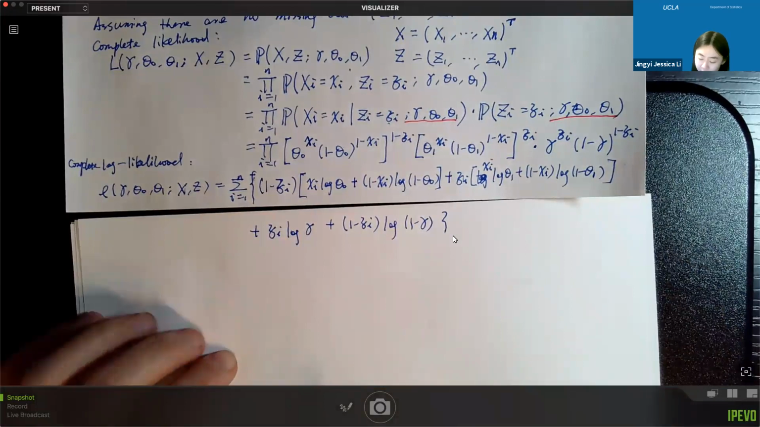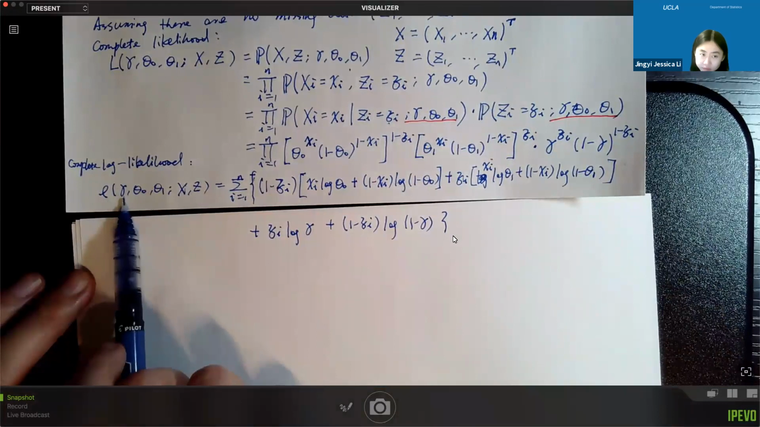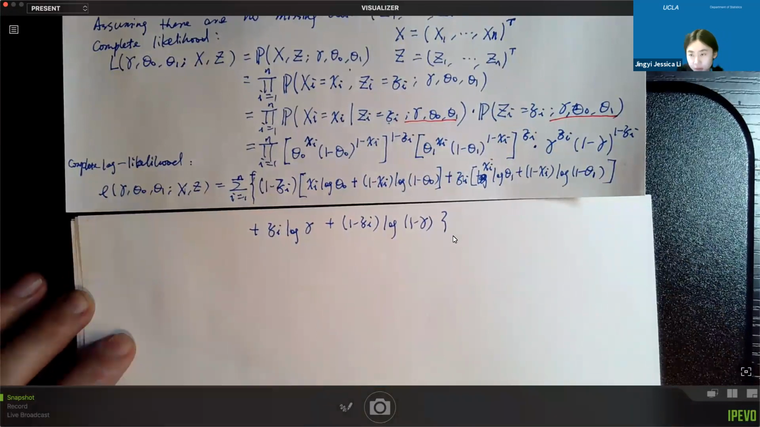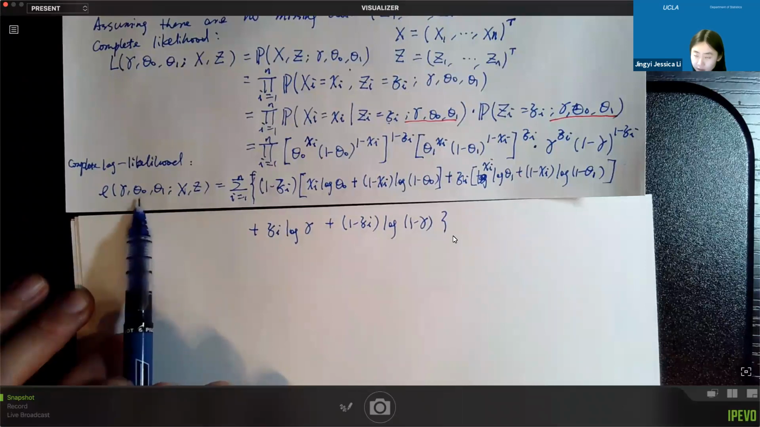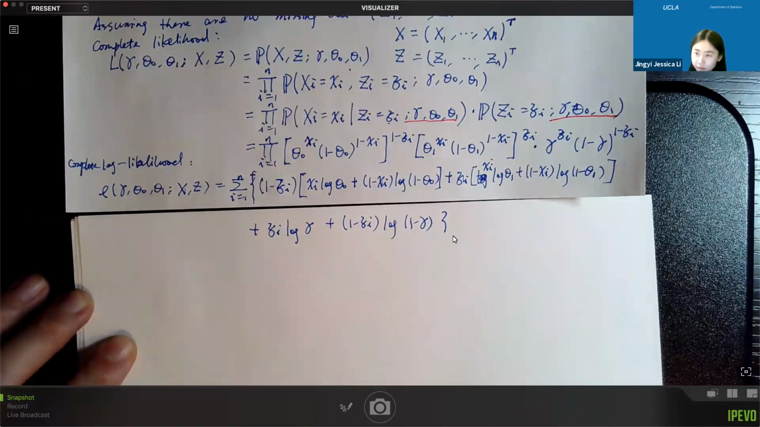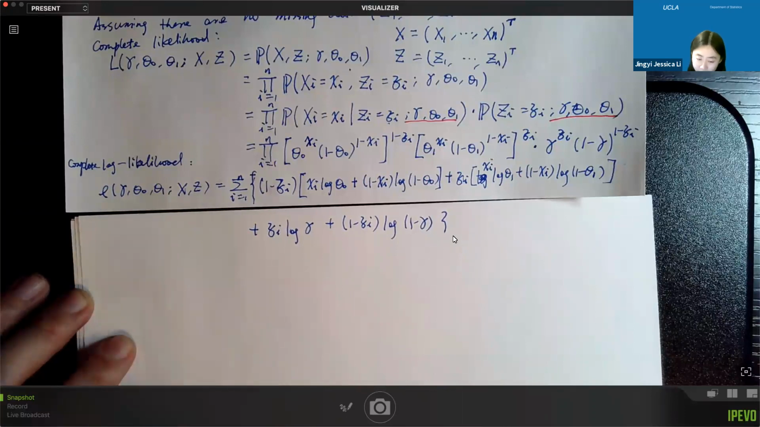So then what I'm going to do is find the maximizer of this log likelihood. The approach I'm going to take is to take the partial derivative of this log likelihood against gamma, against theta 0, against theta 1. So I'm going to have three equations, and I'll set all of them to 0 to find the root. That will be the maximizer, gamma hat, theta 0 hat, theta 1 hat, which we call the MLE.